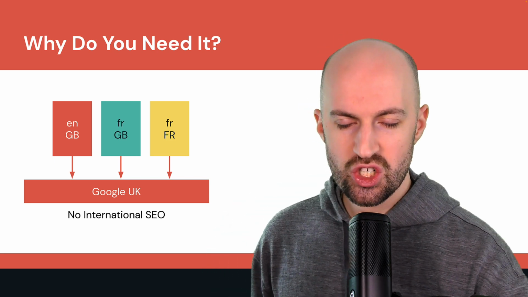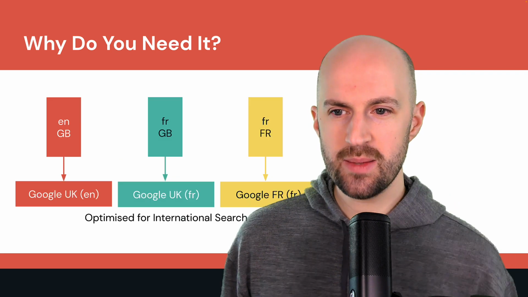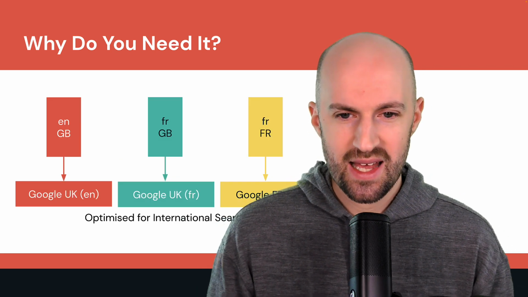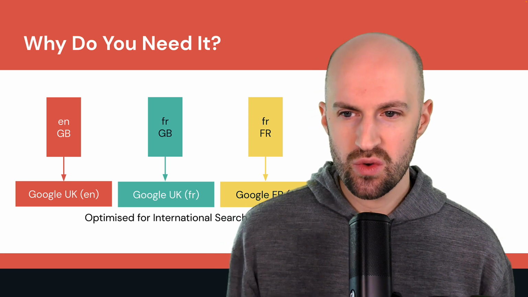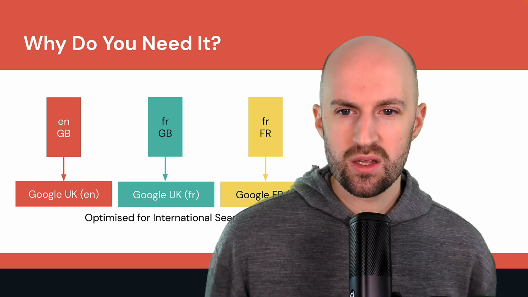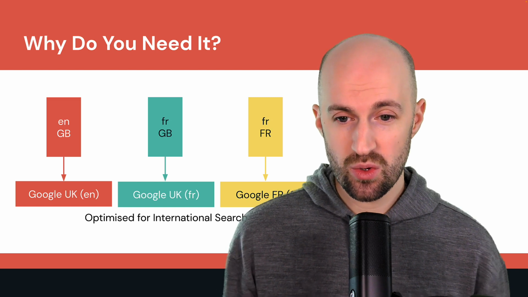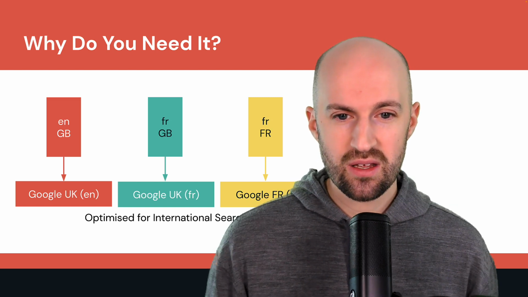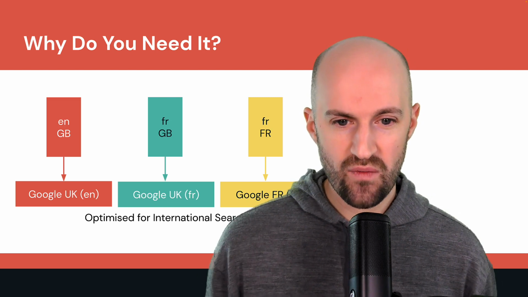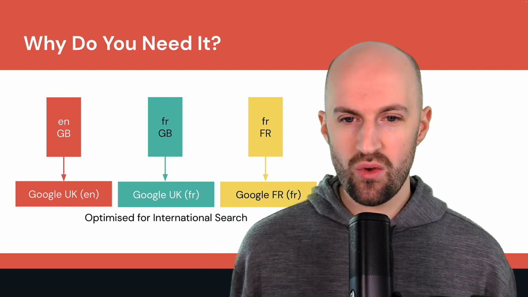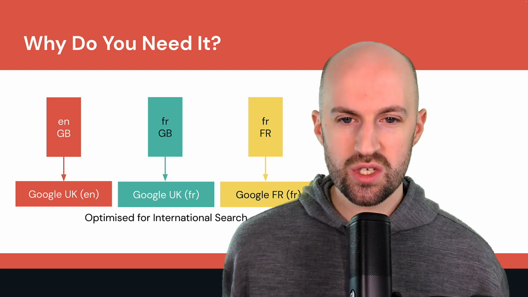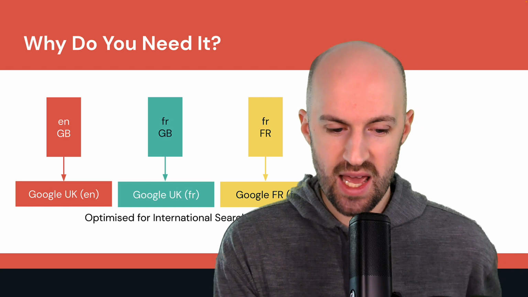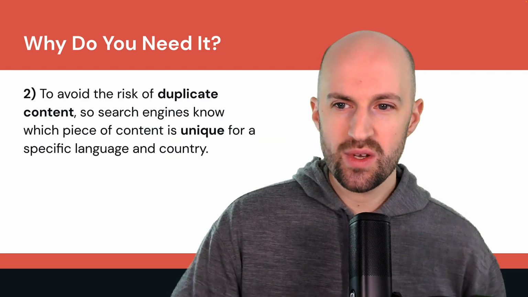So when international SEO is done correctly, you can see that now you're specifying what it's intended for. So the English UK one is showing up in Google UK. The French UK one is showing up in Google UK, but the French language version. And the French France content is showing up in Google FR in French. So you can see how now the search engines know which content to return in which search engine for which language.